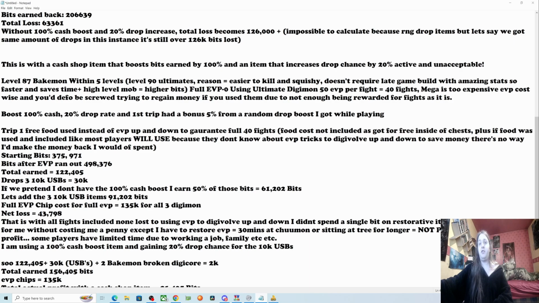If I wanted to guarantee earning a profit, I have to sit at the Chumon, or I lose money. With a cash shop item that doubles my money earned, I'm still losing money if I don't go and sit at the Chumon for half an hour. Some players have limited time due to working a job and having a family, etc. I am using a 100% cash boost item and gaining 20% drop chance for the 10k USBs.